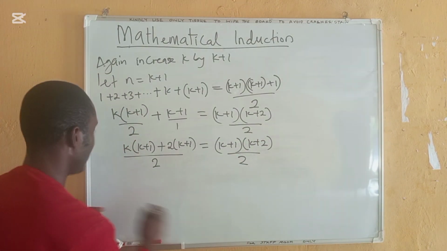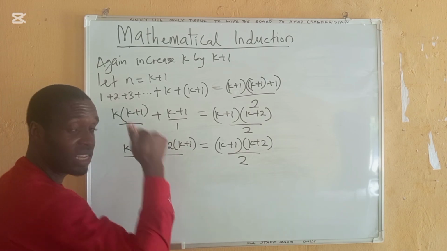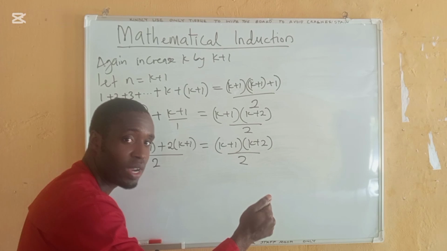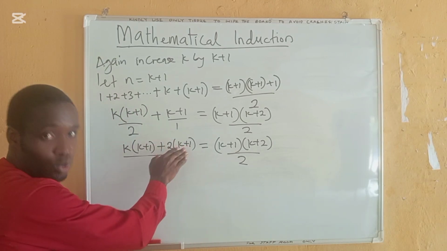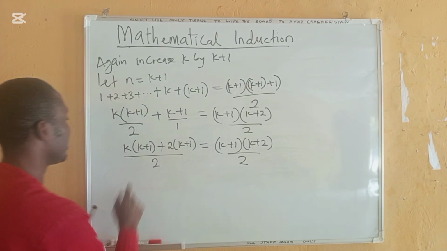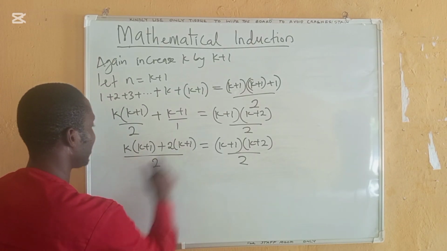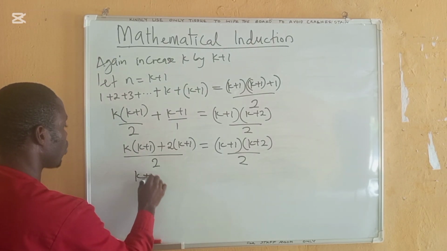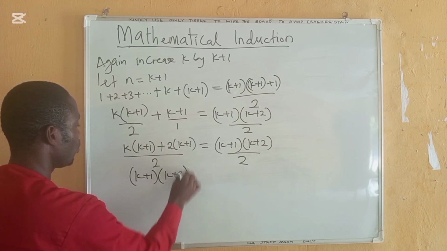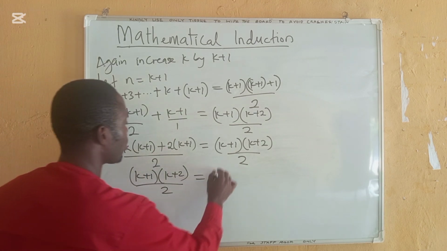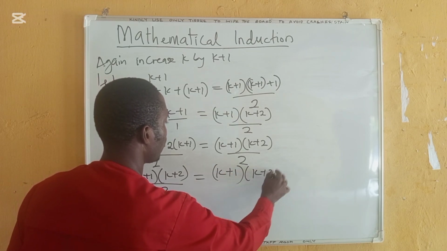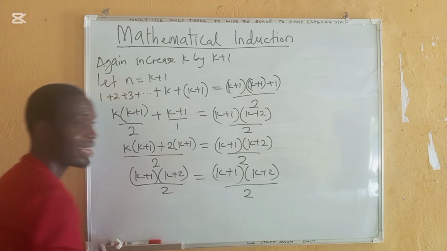Now, at this point, we can factorize this. If you've done quadratic equations and used the factorization method very well, you know what I'm talking about. But if you've not done that, that will be another topic for another day. Since these two terms are the same, we write one k plus 1, and we take this and this. We have k plus 2 divided by 2, which of course is equivalent to what we have at the right hand side.